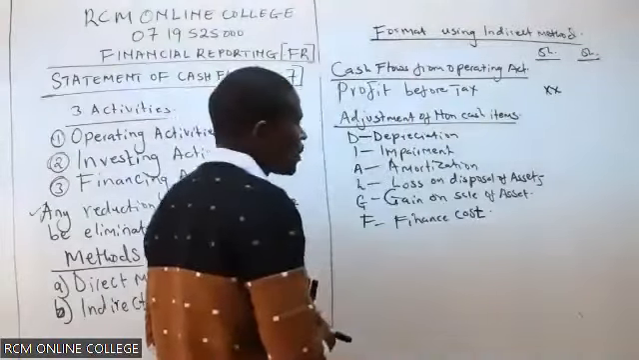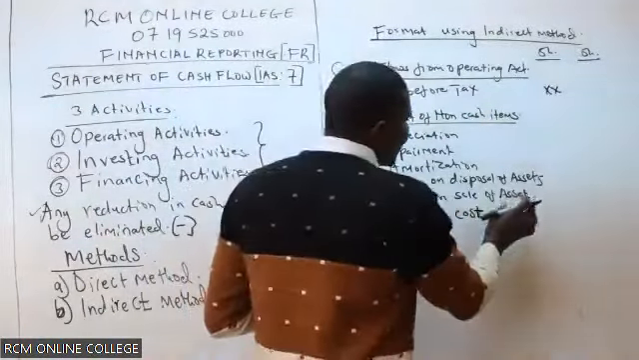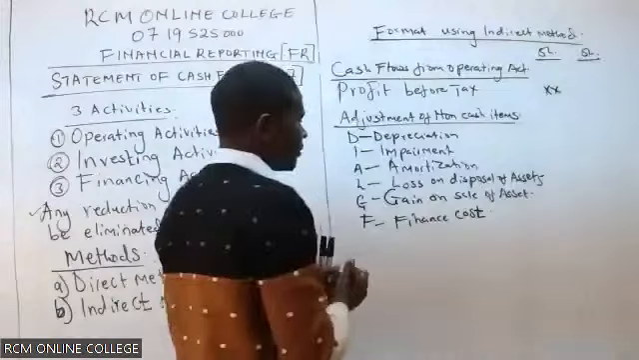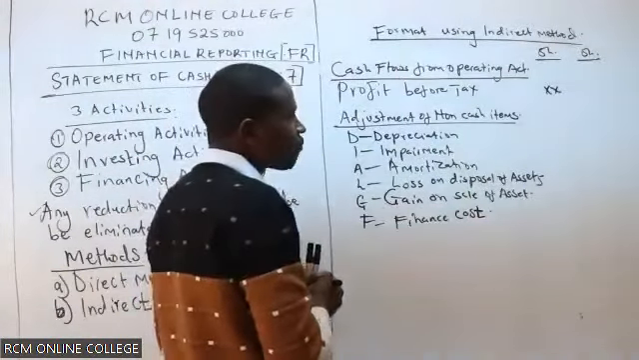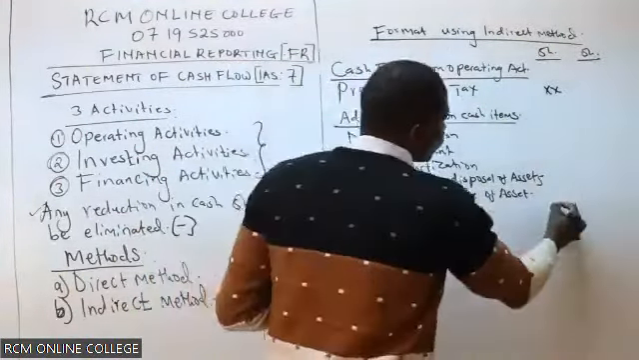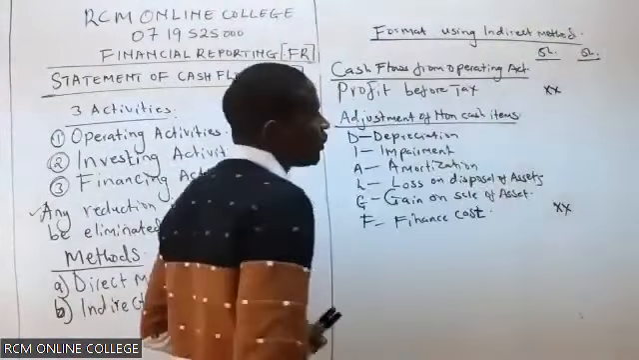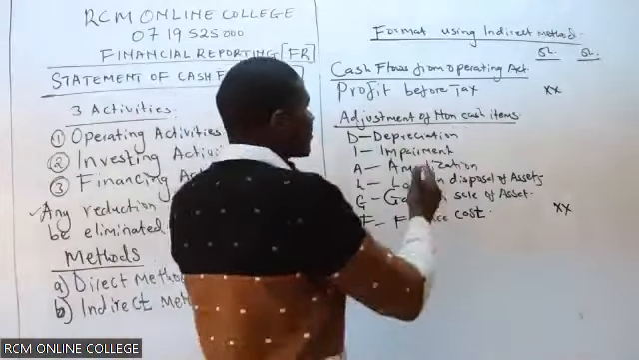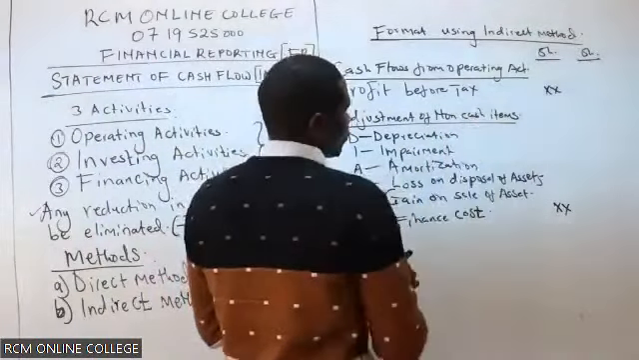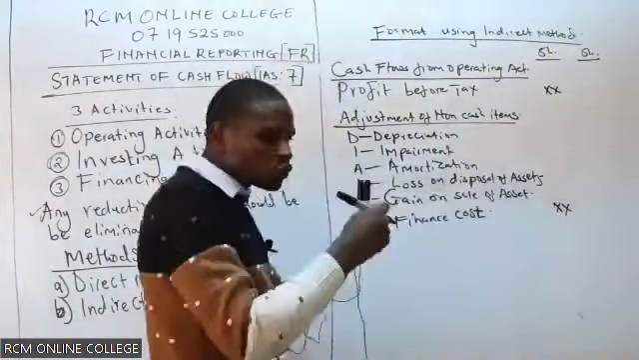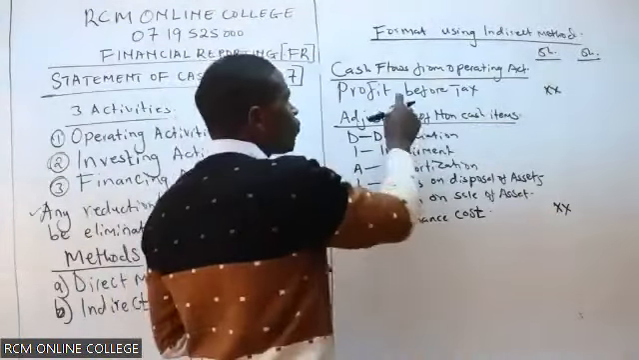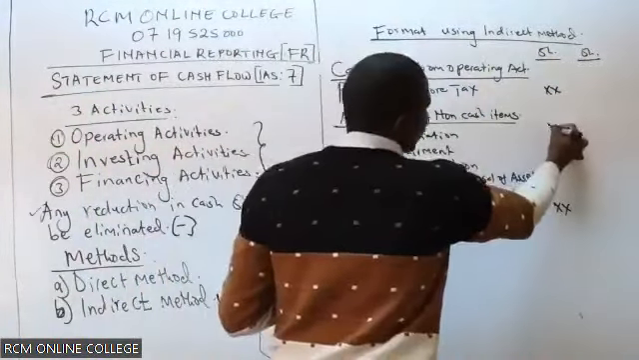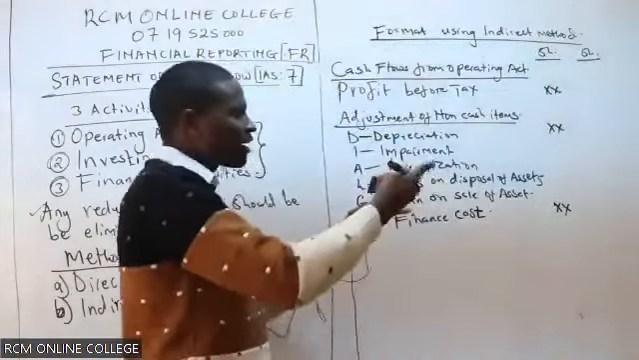That one we do what? We subtract. So, when it comes to adjustment, we are going to add it. We are going to add it back. The same case happened to the depreciation. The depreciation is also subtracted for us to arrive at the profit before tax. Therefore, for that one, we still add it back.